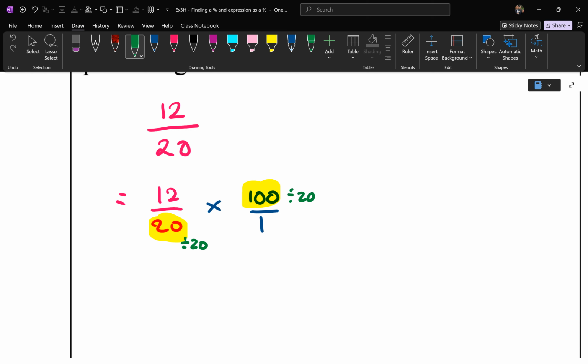Now, how many 20s in 20? 1. So this becomes now 1. How many 20s in 100? 5. So this now becomes 5. So what we have now is our fraction is 12 over 1, and we're multiplying by 5 over 1, which is much easier than doing 12 over 20 times 100 over 1.